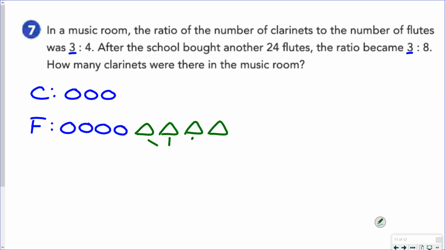Those 4 represent the 24 flutes that were bought. So 24 divided by 4 is 6. And to find out how many clarinets there were in the music room, we take 3 times 6 and get 18 clarinets.